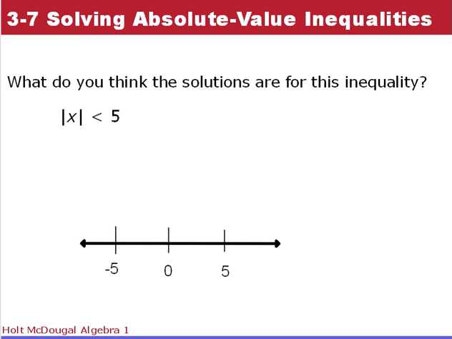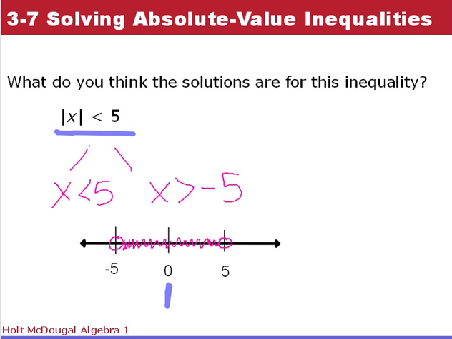So we have this inequality, absolute value of x is less than 5. What are the solutions for this inequality? Remember, absolute values are distance from 0 on the number line. To solve this inequality, the absolute value term is by itself, so we can break it into two inequalities: x is less than 5, and x is greater than negative 5. To graph this, our two endpoints, negative 5 and 5, are not part of our solution, so we have open circles there, and we'll shade everything in between.